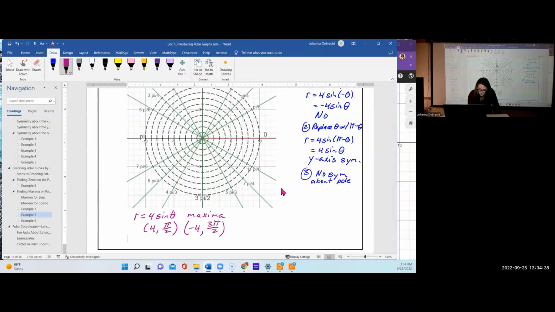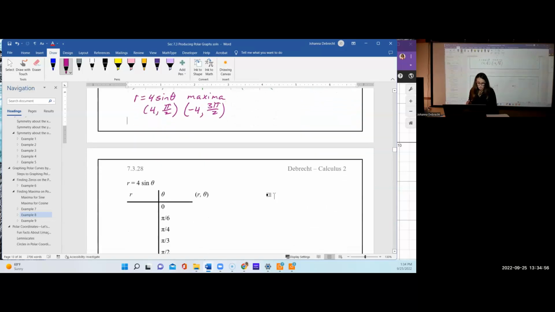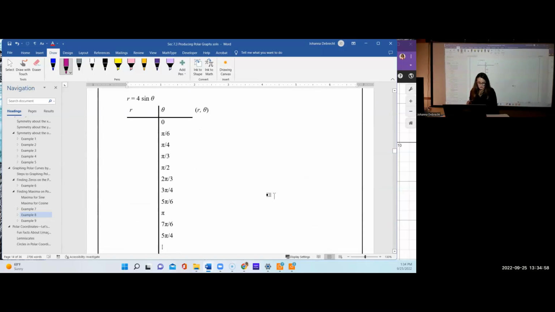So I can plot both of those points right there, right? And then I know it's going to hit the pole twice. It hits the pole when theta equals 0. It hits the pole when theta equals pi. And I know it's got symmetry. So I've got a little bit, but not a lot. Now we can go ahead and fill out the table. So you may want to pause the video, fill out the table, and then turn the video back on and we'll compare our points.